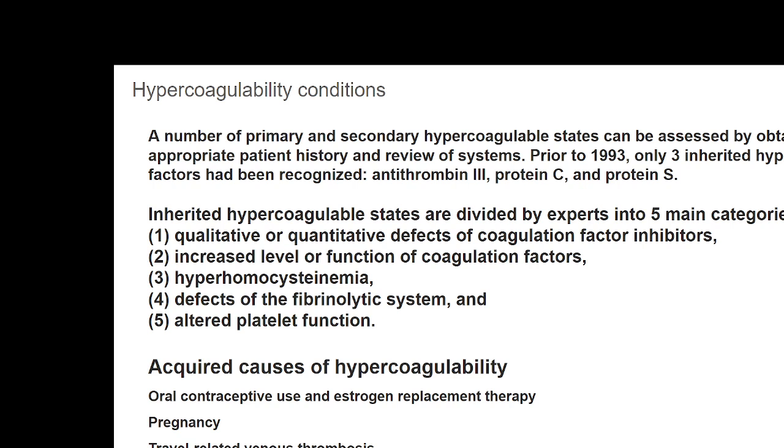Now, among them, as per the literature, prior to 1993, only 3 inherited hypercoagulable conditions were recognized: antithrombin 3, protein C and protein S. But now, as per the present situation, there are mainly 5 categories, which are produced due to either genetic or physiological causes: coagulation factor inhibitor abnormality, increased level of the coagulation factors, homocystinemia, defects of the fibrinolytic system, or altered platelet functions, etc.